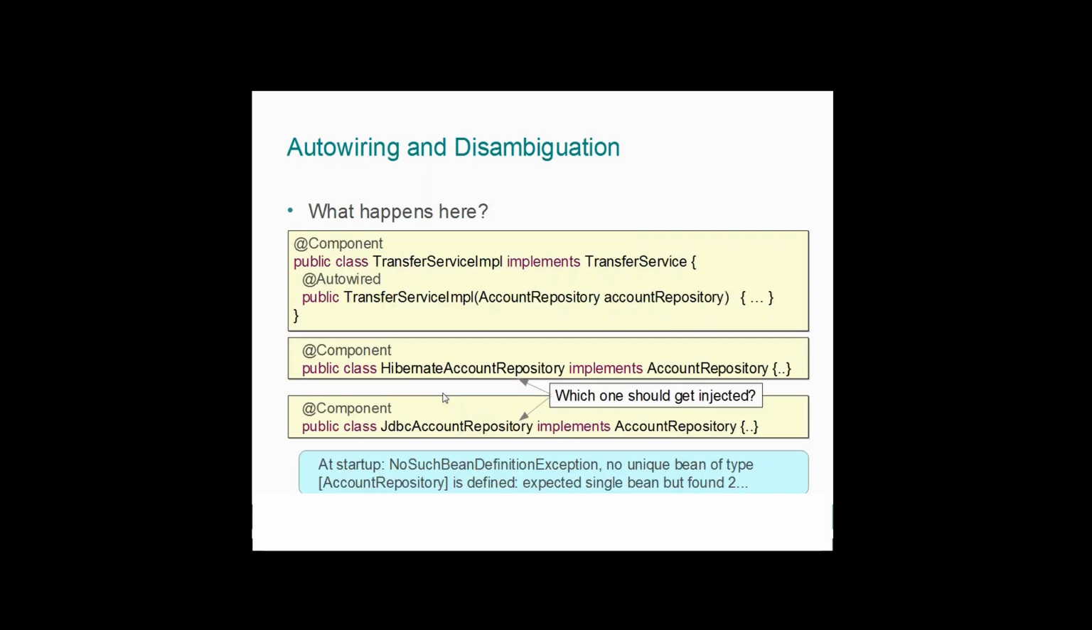And in case of autowiring, if I have two different implementations of account repository, for example a Hibernate account repository and a JDBC account repository, which one will it pick up when I do Autowire of account repository? Which one does it pick up?